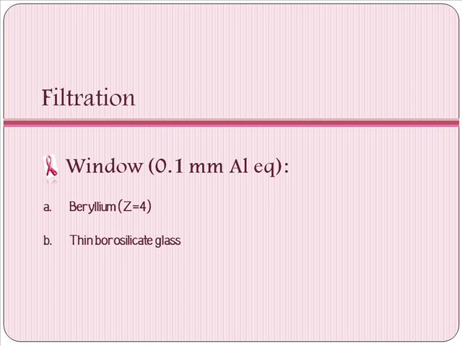the element that is usually used for the window of the mammography machine is the first one, beryllium. Beryllium has a very low Z number, so it is suitable for mammography because mammography is using a low energy and we do not want too much radiation being attenuated. The second one is borosilicate glass. Borosilicate glass, we also use thin borosilicate glass to ensure that not much radiation will be absorbed.